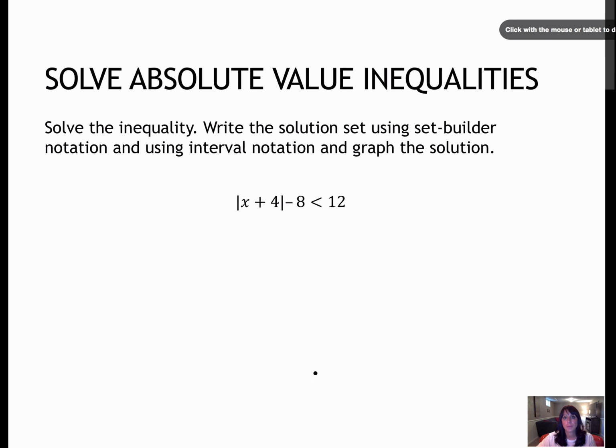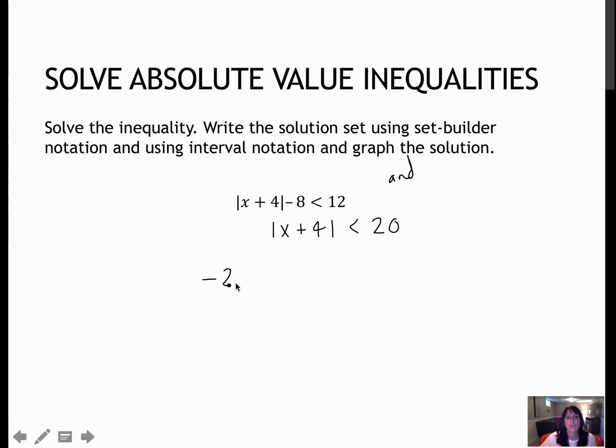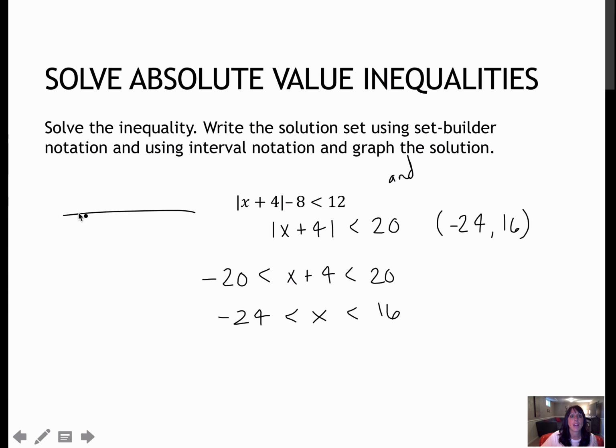Another one for us to try, again, before I write it as two separate entities, I would add the 8 to each side. So I actually have the absolute value of x plus 4 is less than 20. And then from here, this is an and. So I would say negative 20 is less than x plus 4 is less than positive 20, and solve from here by subtracting 4. So negative 24 is less than x is less than 16. In interval notation, that would be negative 24 up to 16. And of course, my graph would be shaded everything between negative 24 and 16 with two open circles.